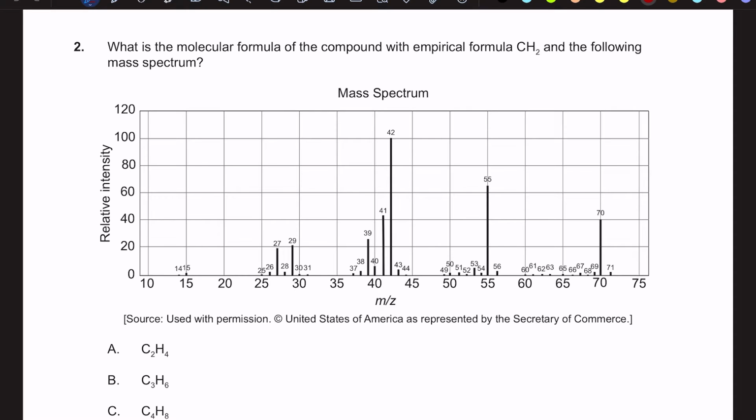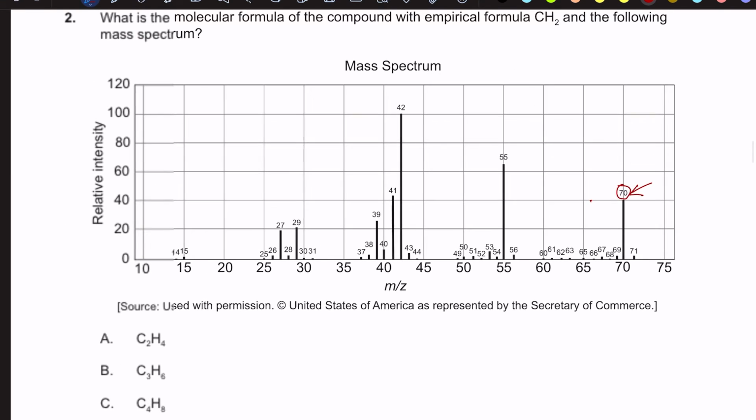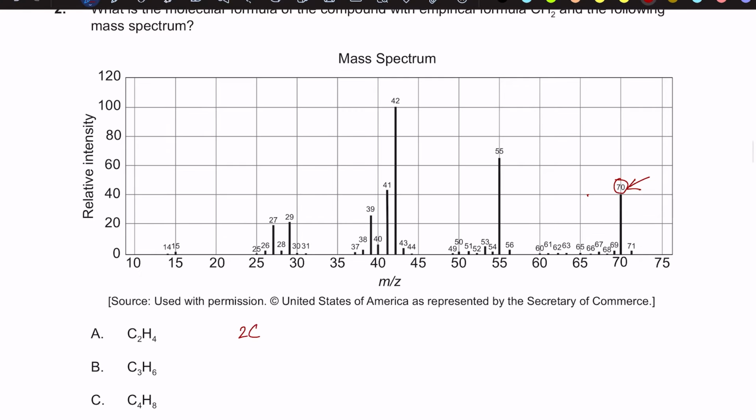What we have to do is look at the mass spectrum and identify the highest peak, the biggest peak on the extreme right, which in this case is 70. So we have to check which molecule has a molar mass of 70, and that will be our answer. The first one, C2H4. If I find the molar mass, carbon is 12, so 2 times 12, and hydrogen is 1, so 4 times 1, is 28. Wrong.